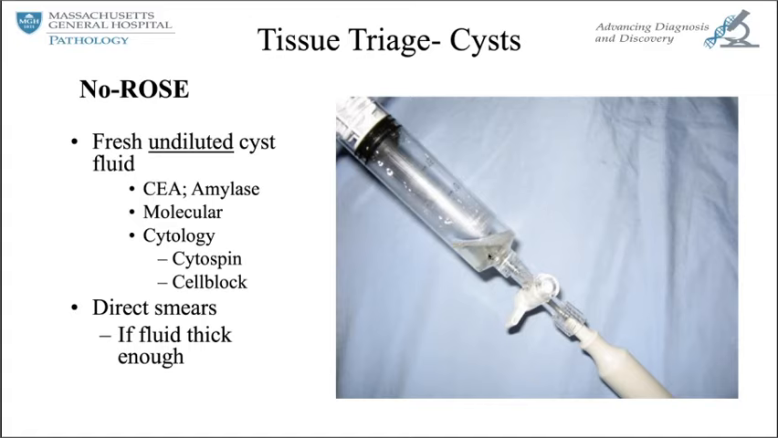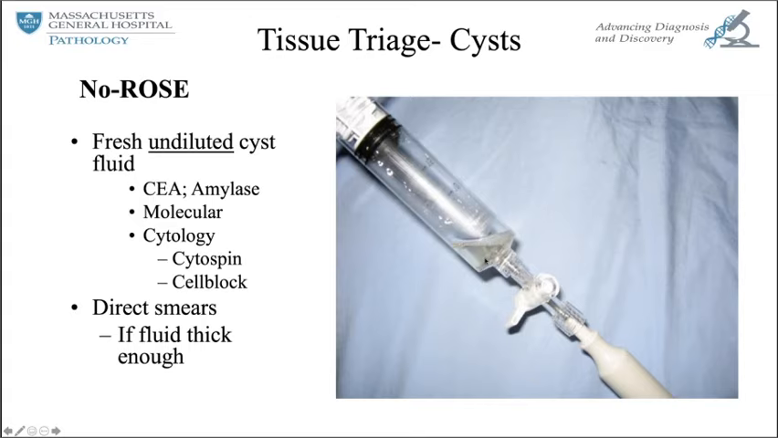And if there's a solid component, they should be separately aspirating that solid component. And you can certainly do direct smears of that solid component aspirate. And they should always do that, because the cyst fluid may not represent the highest grade of that cyst, particularly if that solid component is an invasive carcinoma. May not be represented in the cyst fluid. So what you tell them on a rapid is not going to change that.